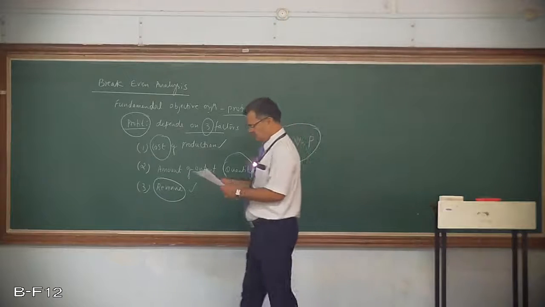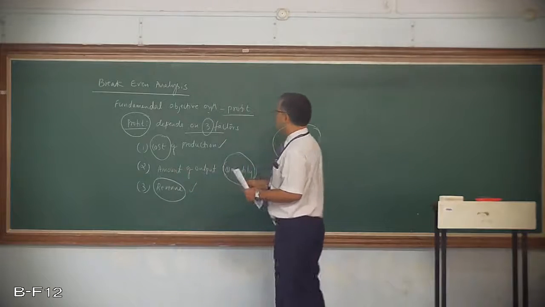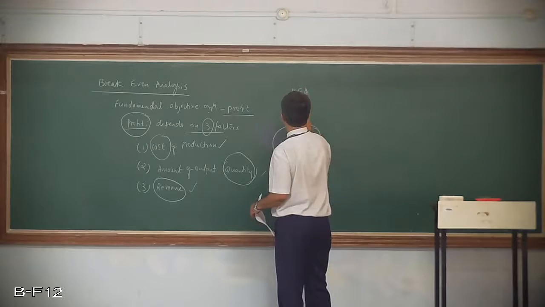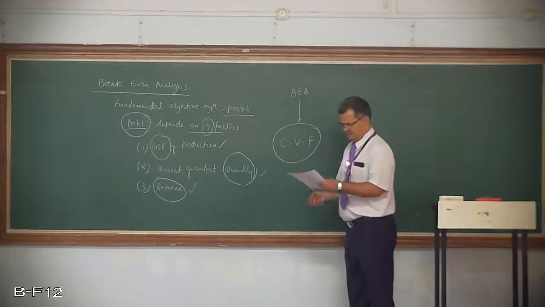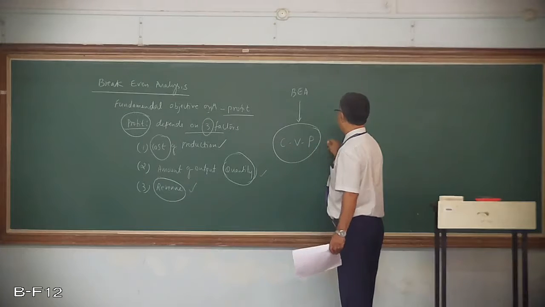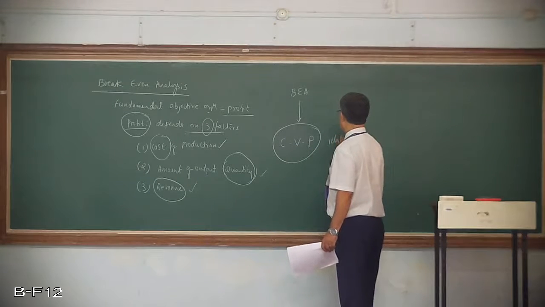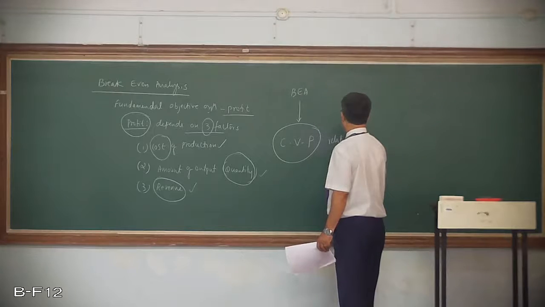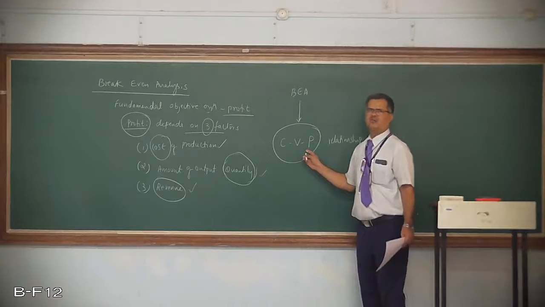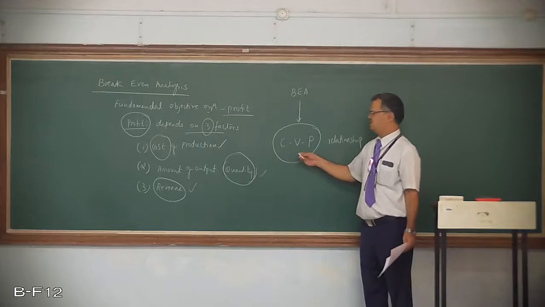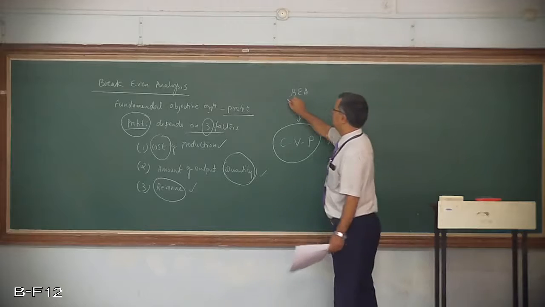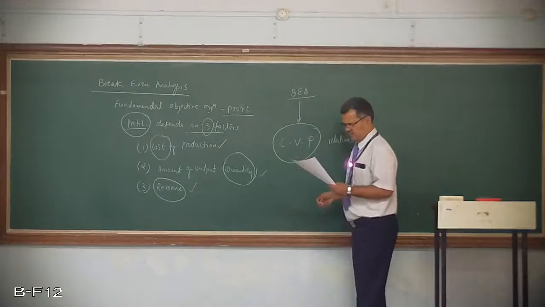Cost, volume, and profit. So basically, this break-even analysis, called BEA, is a study of the cost, volume, profit relationship, to understand the relationship between the profit earned, the volume manufactured, and the cost incurred for manufacturing. That is called break-even analysis, BEA.